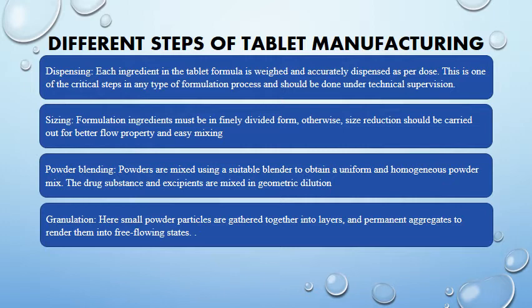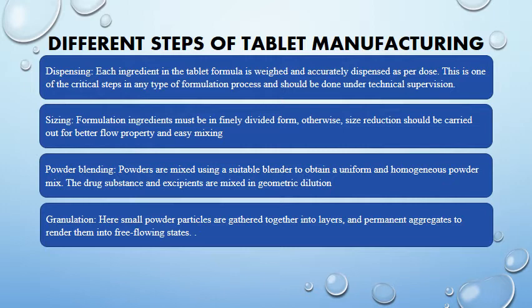Next is powder blending. Powders are mixed using suitable blenders to obtain a uniform and homogeneous product. The drug substance and excipient are mixed in geometric dilutions. It is very important that the drug and the excipient should be mixed properly. For this we use different blending equipment. Different mixers are used so that uniformity can be obtained. And moreover, it is important to mix all the ingredients in the geometric dilution form.